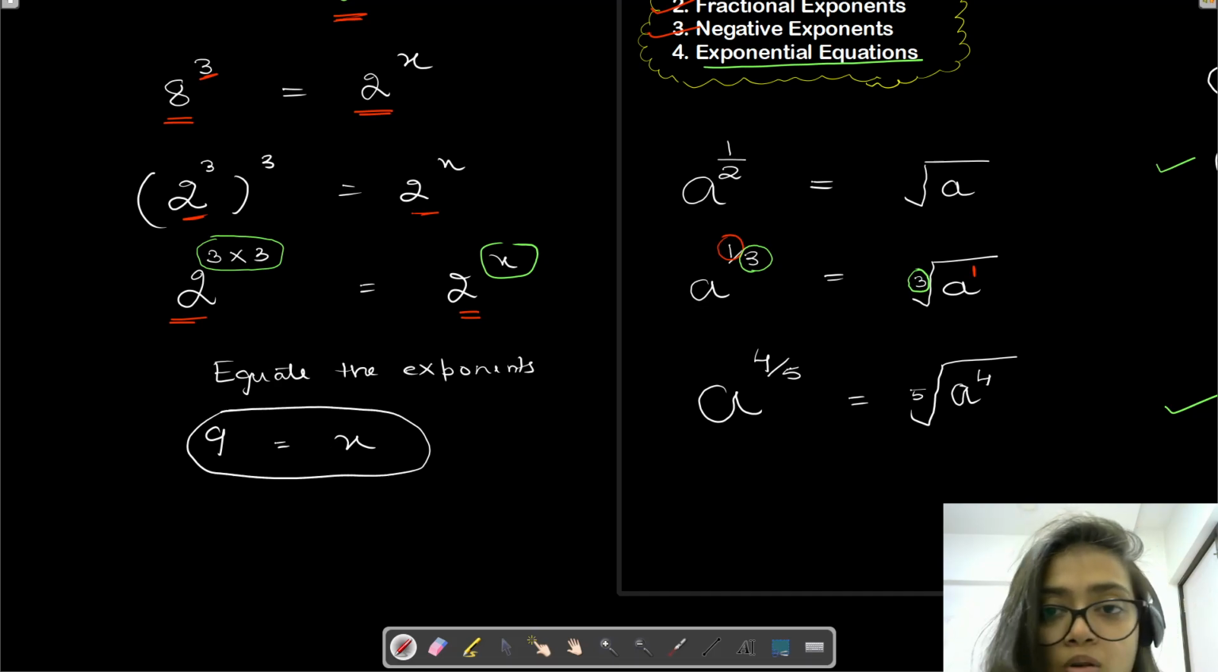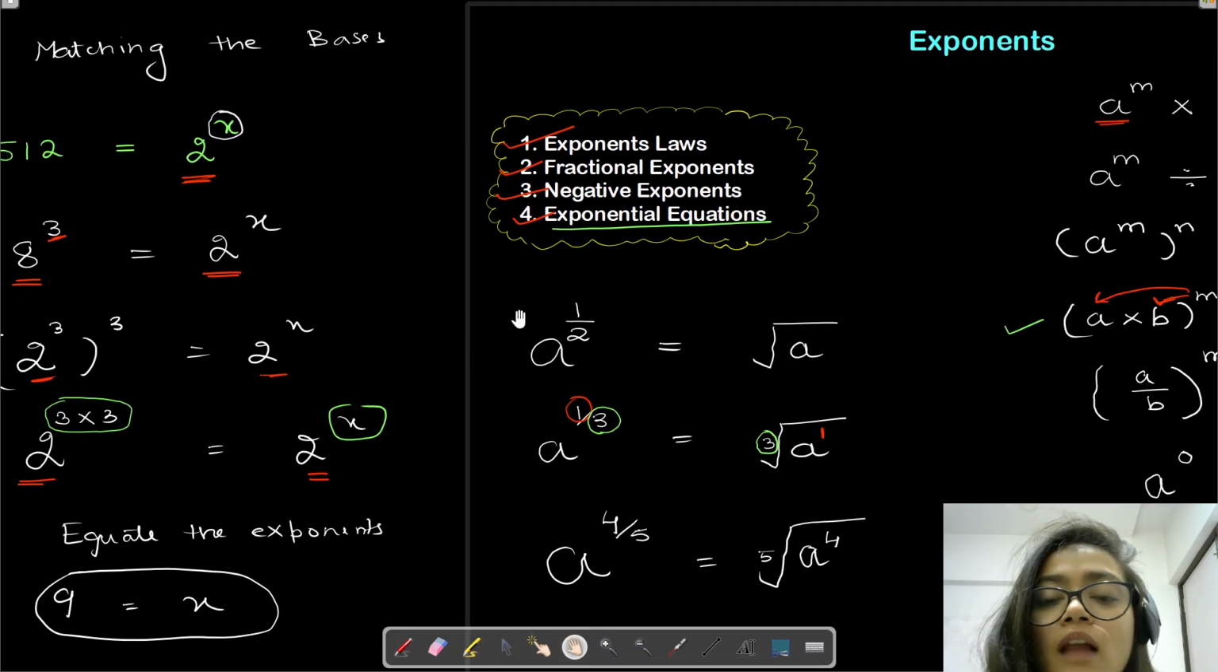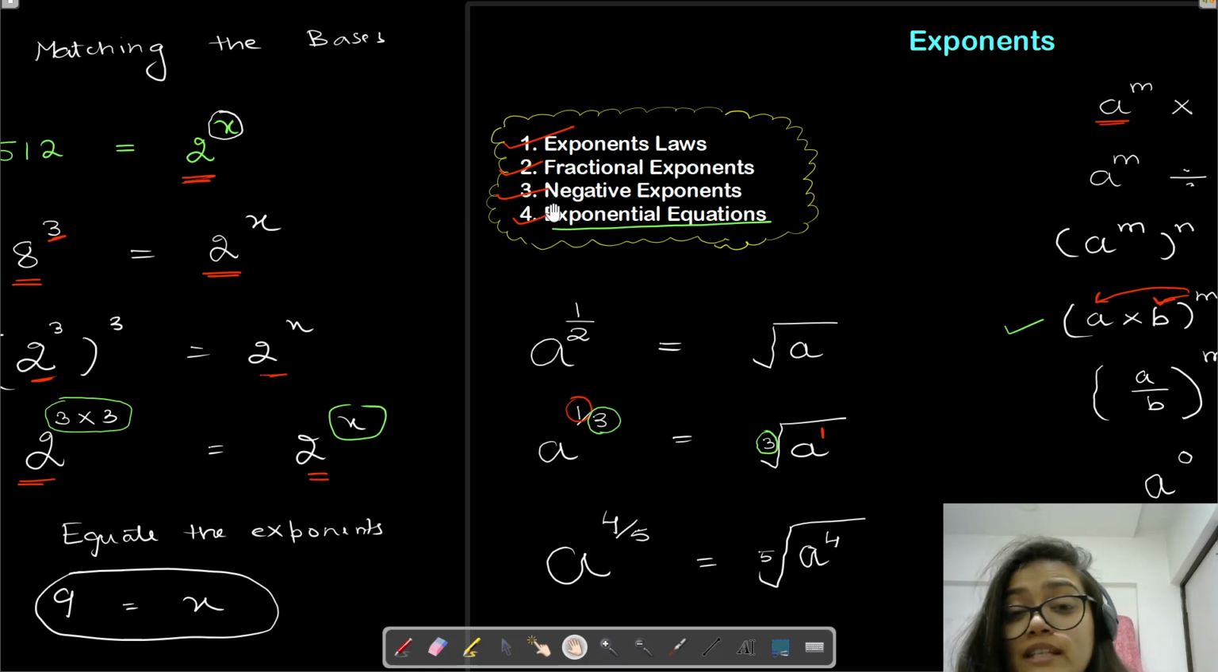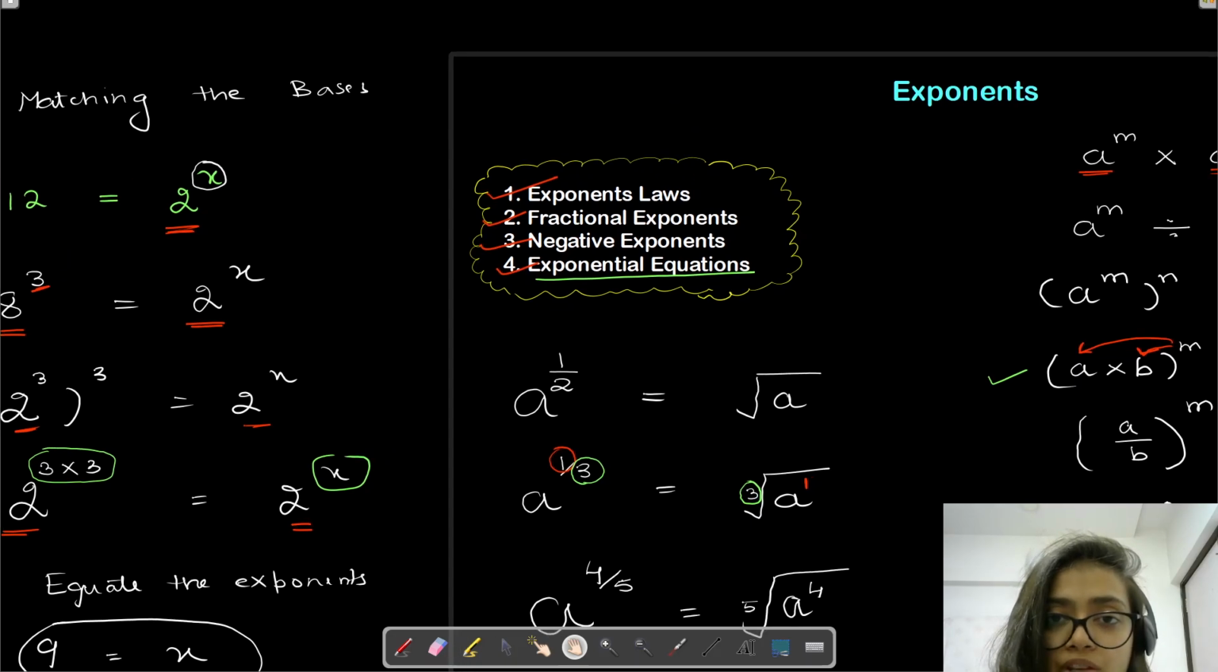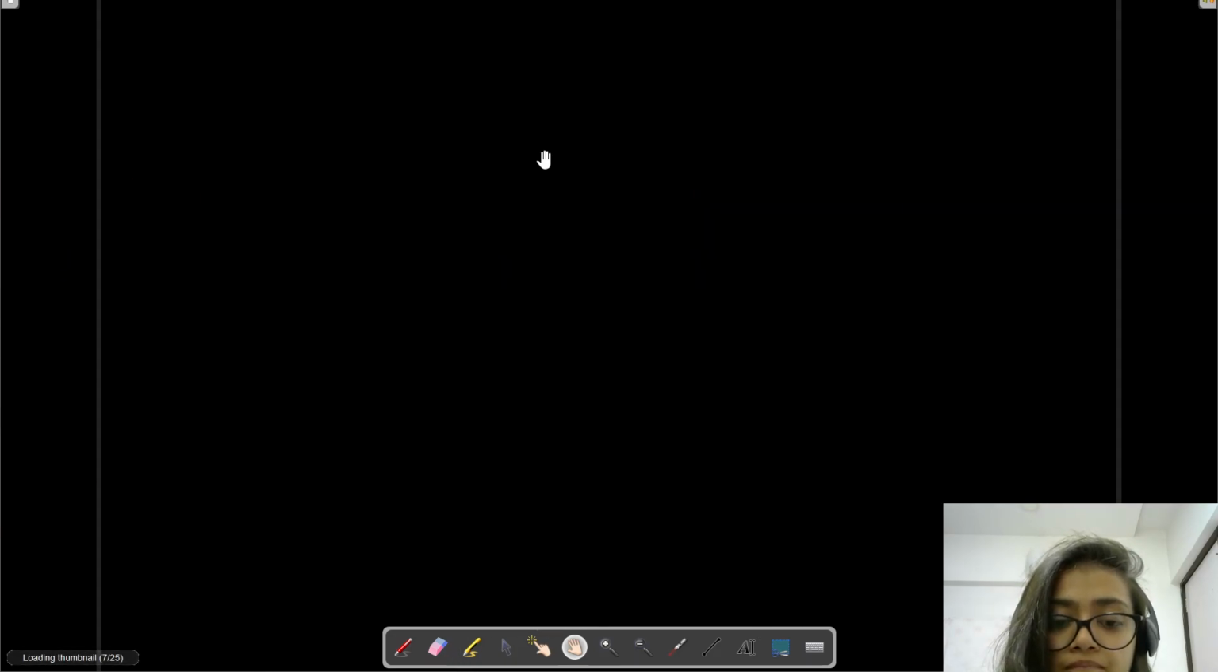So this is all about exponential equations. Of course the questions are not going to be this simple, but this was about exponential equations. So remember that whenever you see a variable in the exponent, try to make the bases same on both the sides. Alright, so now we are going to do some questions. We are going to do some difficult questions now.